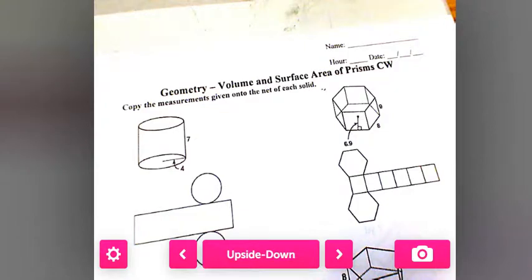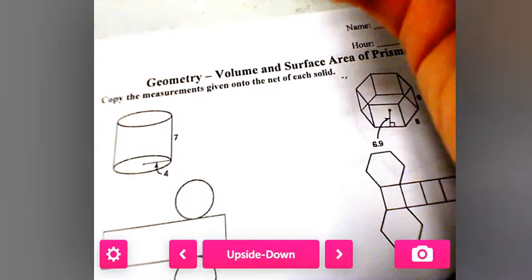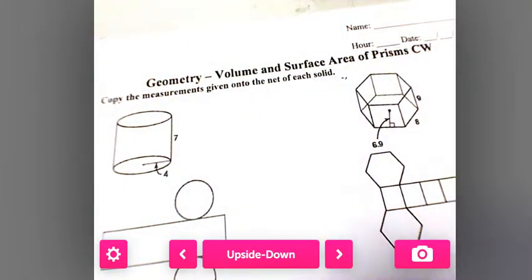We're talking today about volume and surface area of prisms. So we're looking at what the equation is. If we're talking this front, we're going to find the surface area of prisms.